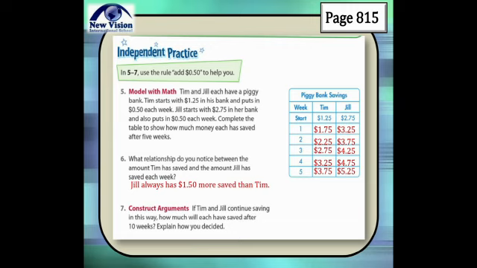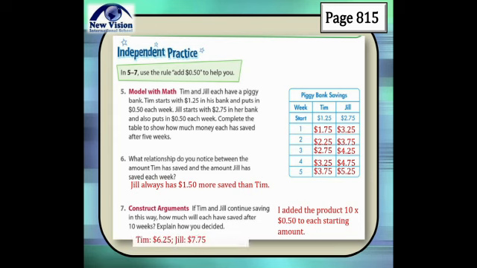Next, number 7. If Tim and Jill continue saving in this way, how much will each have saved after 10 weeks? Explain how you decided. So I added the product 10 times 0.50 to each starting amount. So Tim will have $6.25 and Jill will have $7.75.